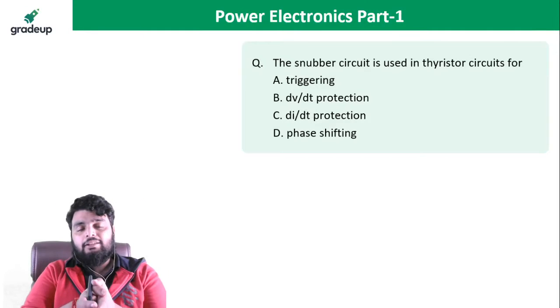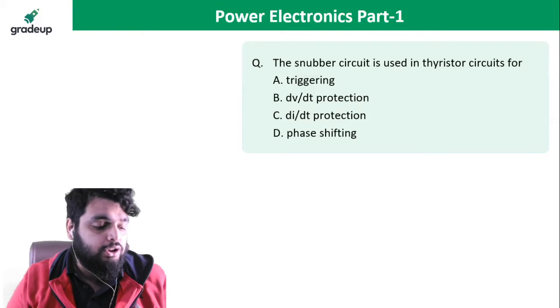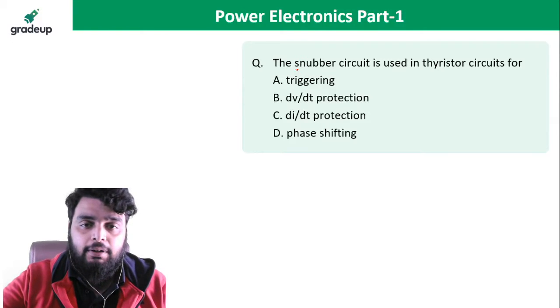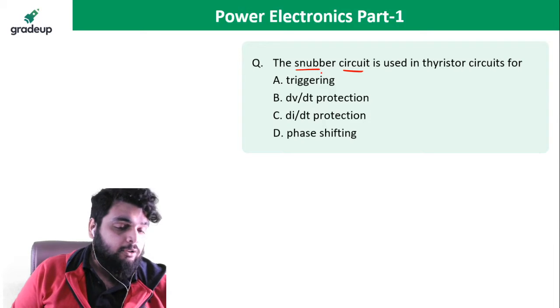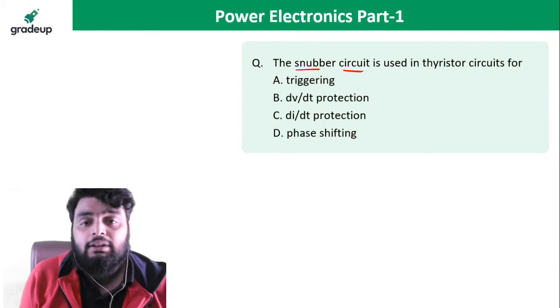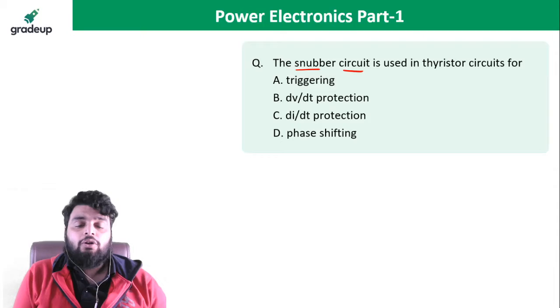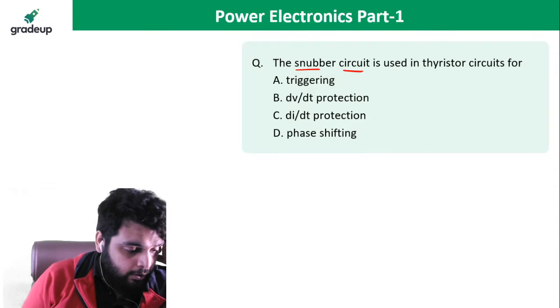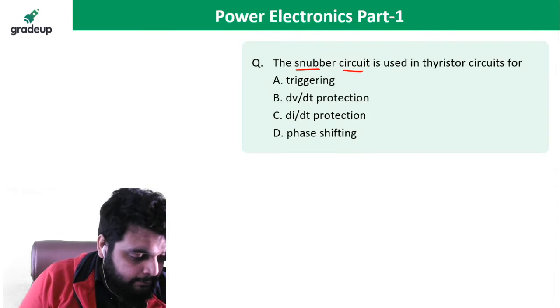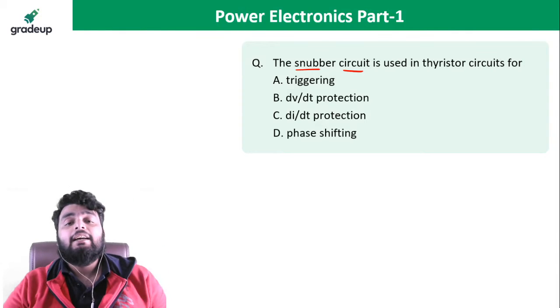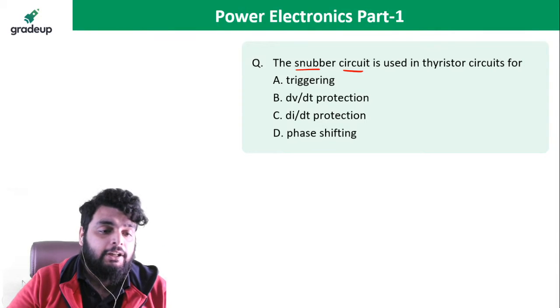To give the answer for this question, you should know the meaning of snubber circuit. So think about it. Okay, Bablu has given the answer, dV by dt protection. Okay, anyone else? Okay, Abjil, Santosh, Priyam have given the same answer. Right, correct. The answer is dV by dt protection.